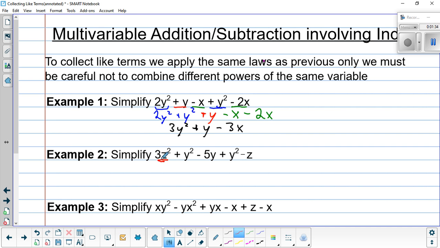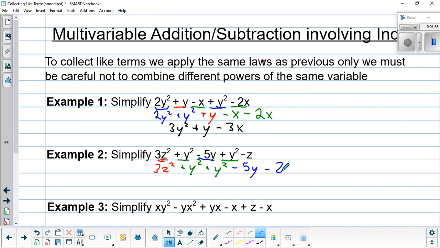So starting off the front, 3z squared. Do we have any other z squareds? We don't, so we're done. Looking at the next term, plus y squared. Looking around, oh, we got another plus y squared here. Okay. Similar, we can go along. We have minus 5y. And then we only have this minus z at the end.